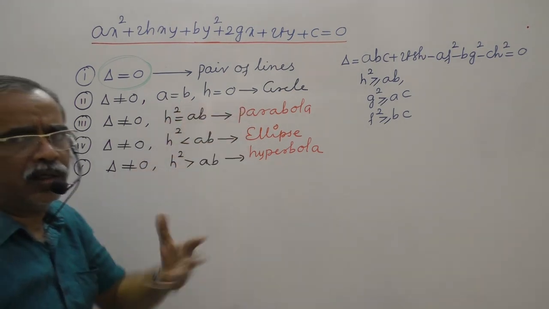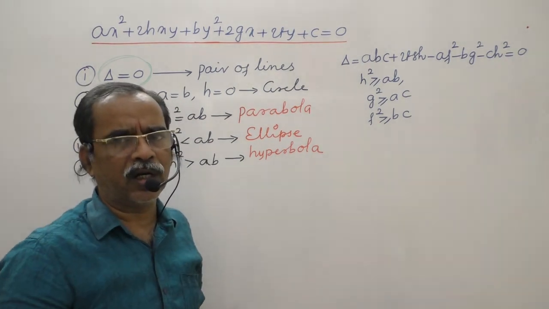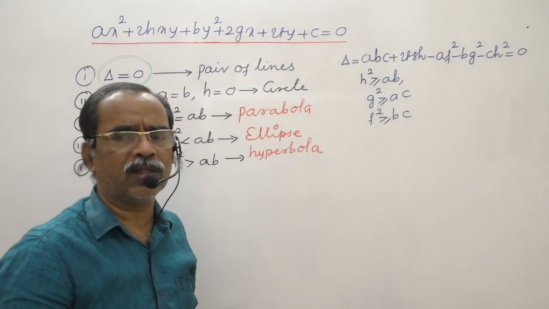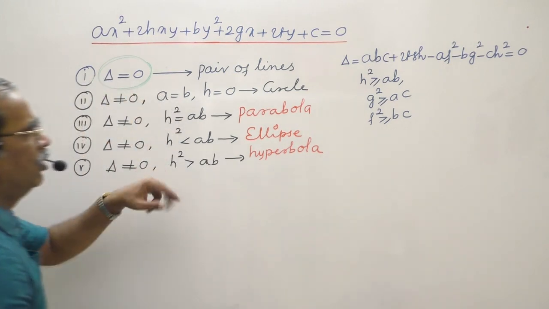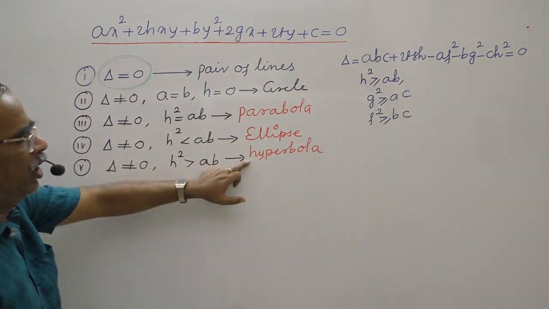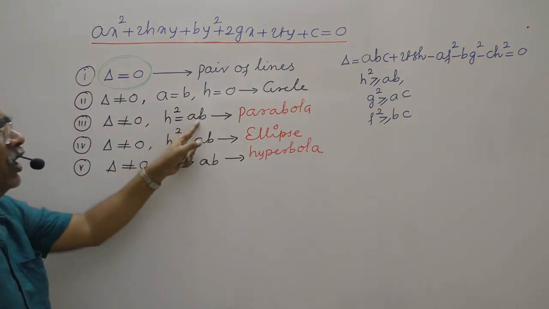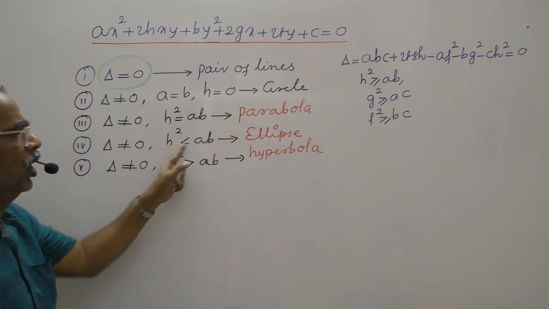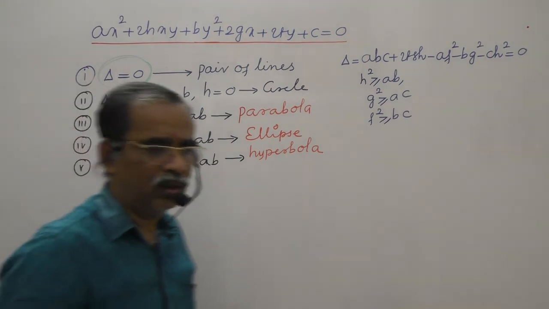For a circle it is very simple. By watching itself you can decide a circle's equation. X square, y square coefficients equal, no xy term, like that. So for parabola, ellipse, in that case this condition is enough. If h square equal to AB, parabola; less than AB, ellipse; greater than AB, hyperbola.